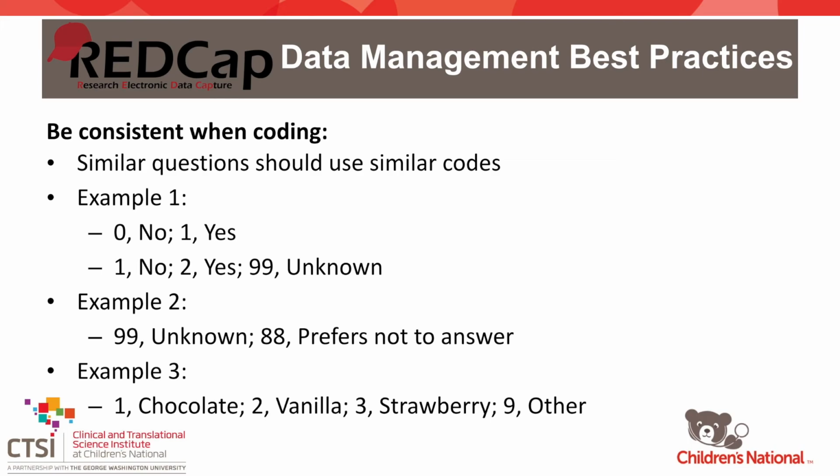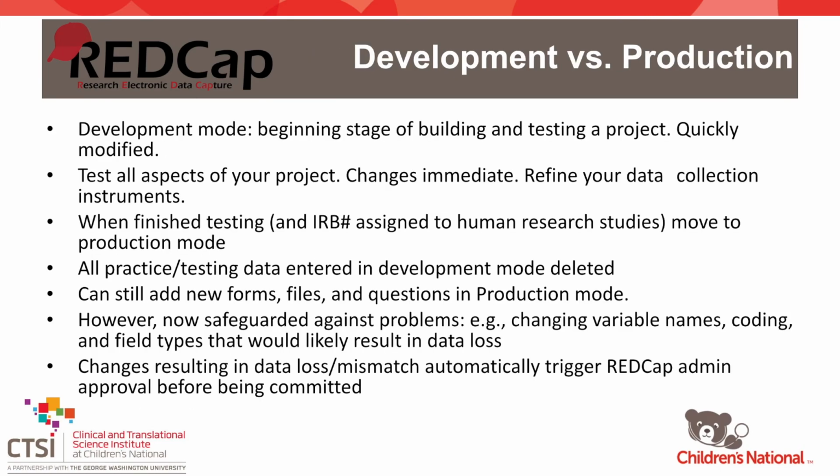Okay, another tip. Be consistent when you're coding your answer choices in REDCap. So similar questions should use similar codes. That's one of the reasons why it's good to use the yes, no, and true, false questions that are already coded into REDCap. You wouldn't want to have a 0 being no and a 1 being yes in some questions, while a 1 is a no and a 2 is a yes in other questions. That just creates confusion, especially if you're going to be doing any branching logic or filters in a report or so on. So be careful and consistent with your coding.